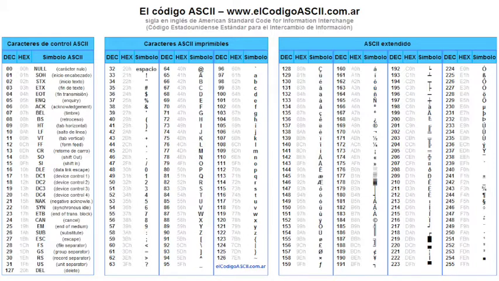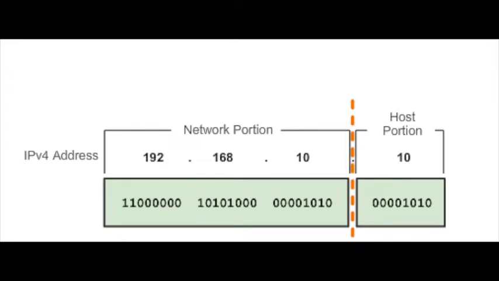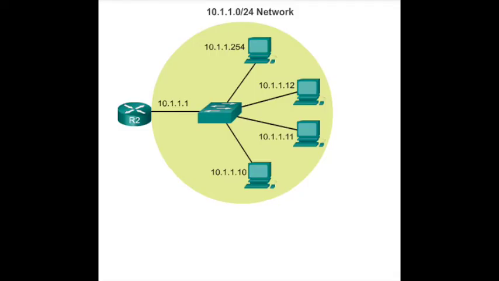IPv4 addresses are 32-bit binary numbers, but we see them as decimal numbers separated in octets and dots. IPv4 address has two parts. One is the network portion and the second is the host portion. The network portion will tell us the network from which the device comes, and the host portion is a unique number to identify the host within the network. The bits within the network portion must be identical for all the devices that are on the same network. The thing that will identify them will be the host portion.